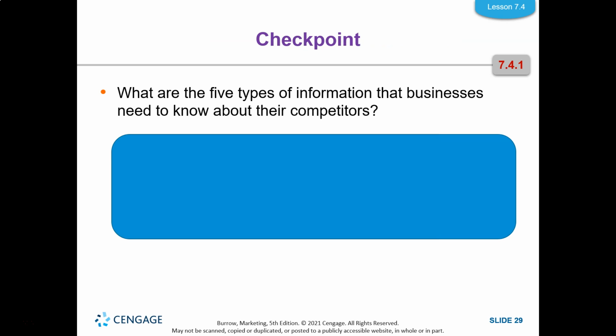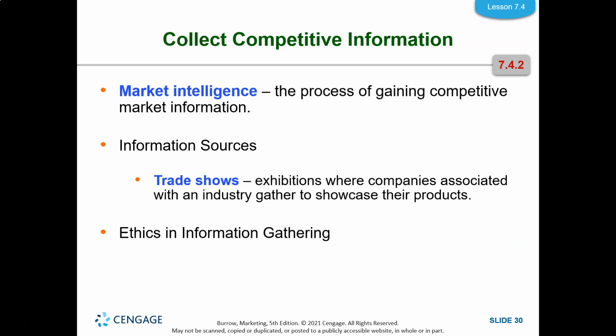Checkpoint question for 7.4.1. You can find that on pages 198, 199, and 200. The question is, what are the 5 types of information that businesses need to know about their competitors? And here are some more terms. So we're going to collect competitive information. The term market intelligence is the process of gaining competitive market information.